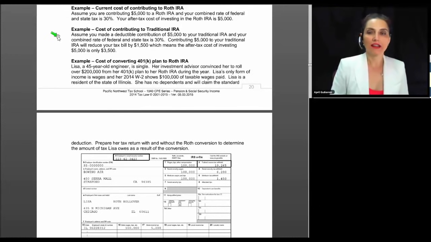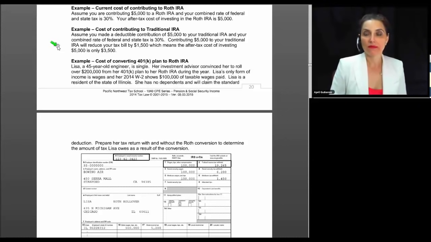Assume you made a deductible contribution of $5,000 to your traditional IRA and your combined rate of federal and state tax is 30%. Contributing $5,000 to your traditional IRA will reduce your tax bill by $1,500, which means the after-tax cost of investing $5,000 is only $3,500.